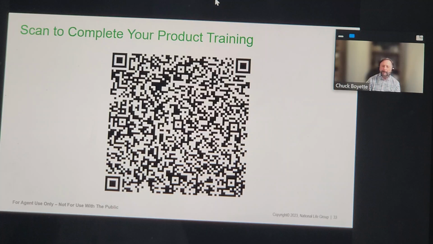You do need to complete product training if you haven't. You can scan this QR code and it'll basically take you to your agent portal to product training. If you don't want to scan it, you can just go to your agent portal and go to training, product training annuity, and the annuity training will populate. It's just a matter of reading the PDFs and checking a box and attesting that you've read them for our annuity training. I can show you guys if we have more time.